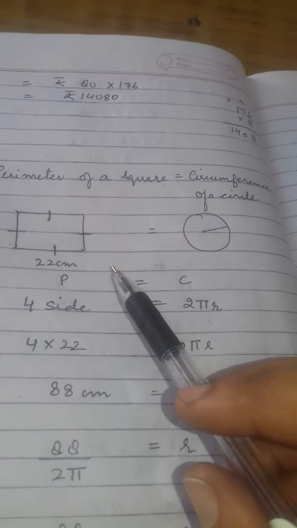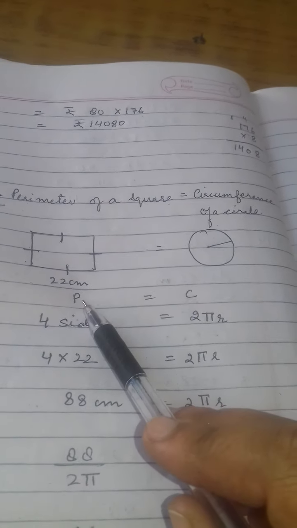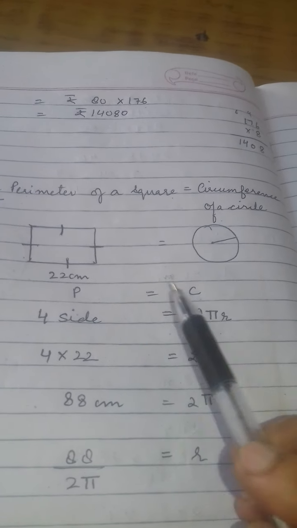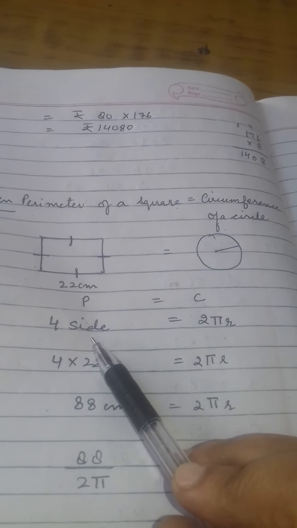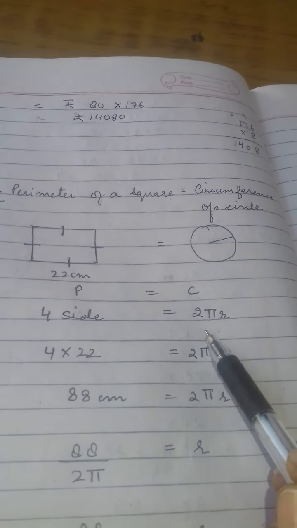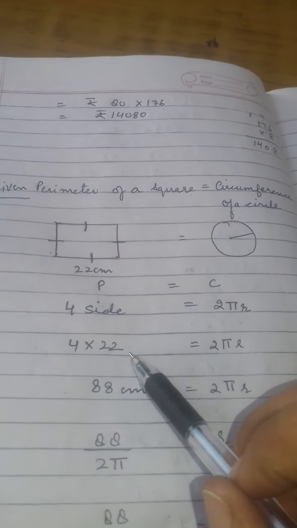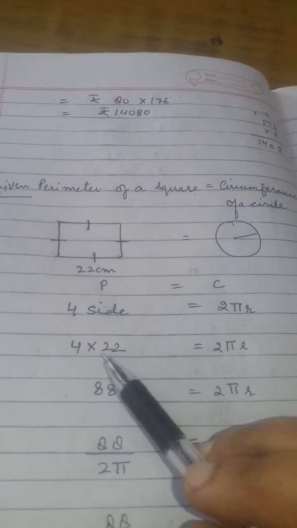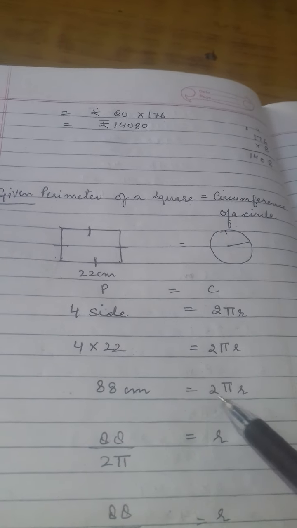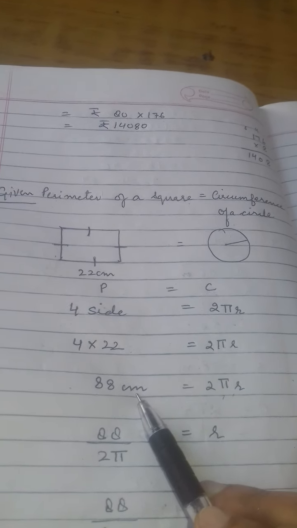Now I have done this question like this for you. This is the square and this is your circle. This is your perimeter, this is your circumference. They are given equal. The formula of perimeter of square is 4 side and the circumference of circle is 2 pi r. Now each side is given 22 centimeter. So perimeter of square is 4 into 22 and both of them are given equal. So circumference of circle is also 88 centimeter.